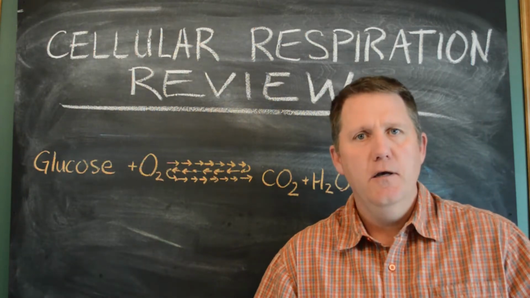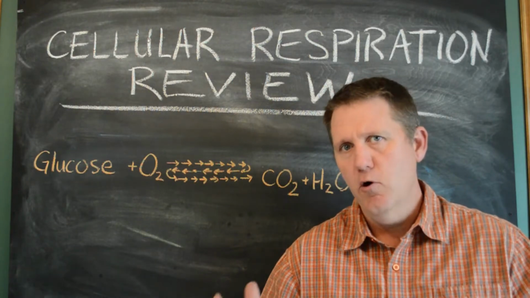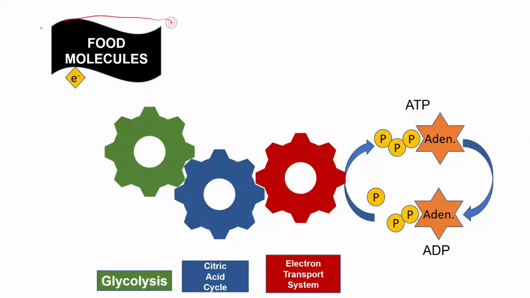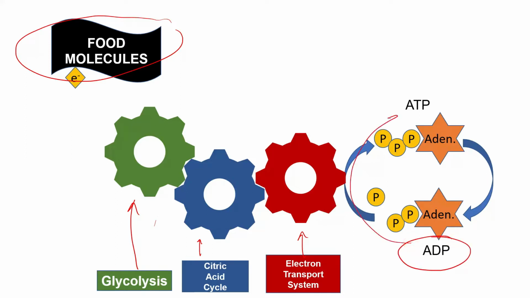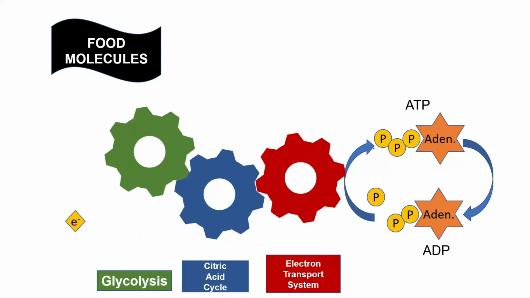Let's try this sort of animated diagram to see if it helps you understand overall what's going on. So we have our food up here, which we're extracting electrons from, and each of these gears represent a different part of the cellular respiration chain, all driving the conversion of ADP to ATP. So it might look something like this.